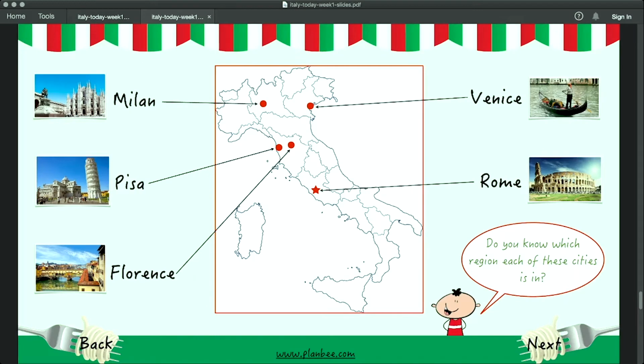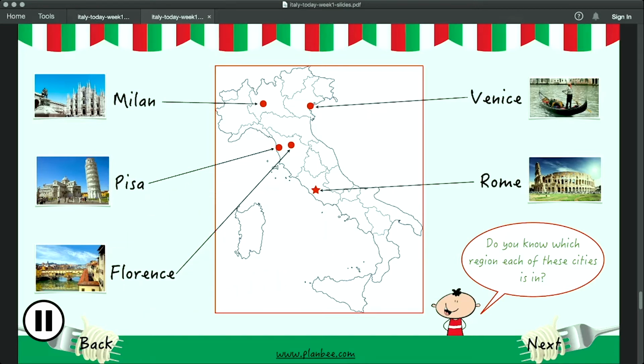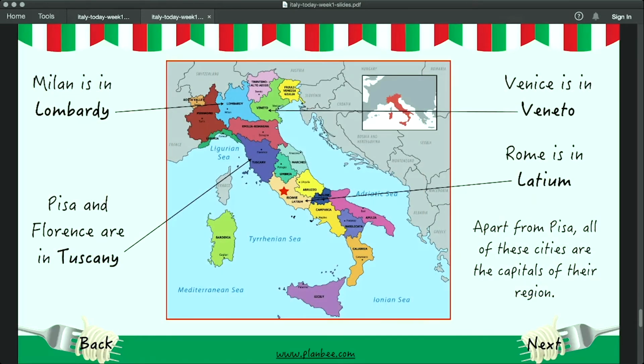Here, the 5 cities have been marked on the map. But do you know which region each of these cities is in? This much more detailed map of Italy includes the names of the regions. You can see that Milan is in Lombardy. Pisa and Florence are in Tuscany. Venice is in Veneto and Rome is in Latium. Apart from Pisa, all of these cities are the capitals of their region.